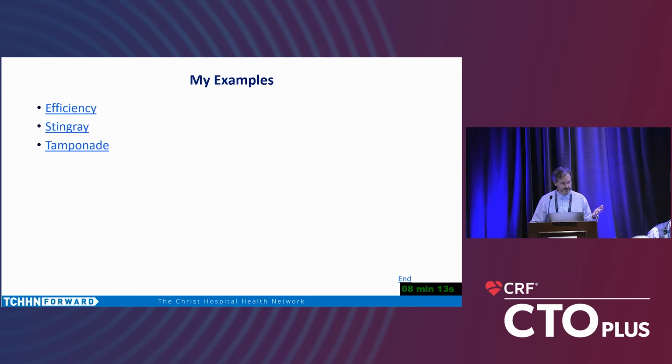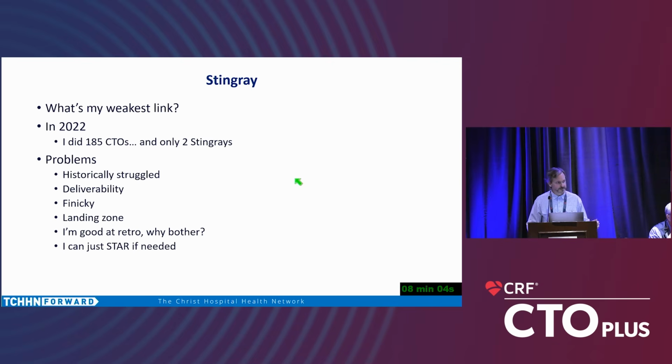So these are a few of my examples. I don't have time to go through all of them. And I actually, after looking at the program, decided to change this at the last minute. So what I'm going to start with then is my Stingray journey, because this was my weakest link for the longest time. So in 2022, I did 185 CTOs and only 2 Stingrays. That's embarrassing, flat out, okay?